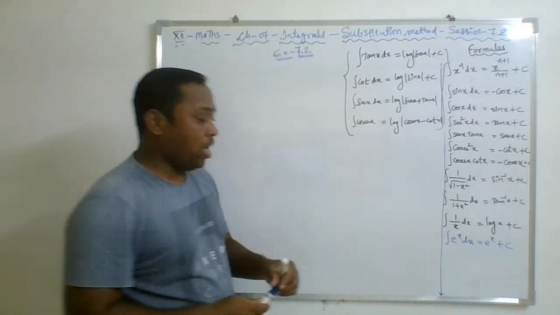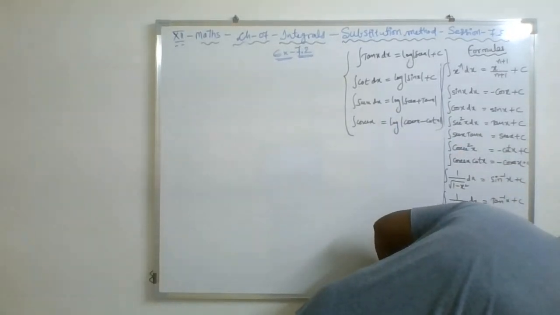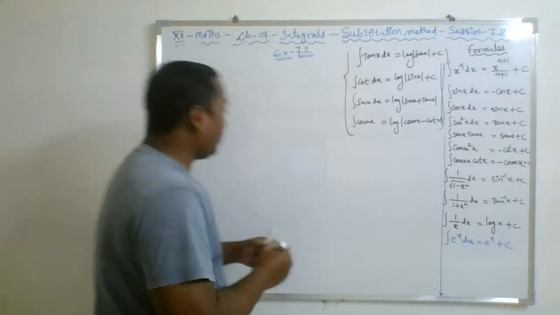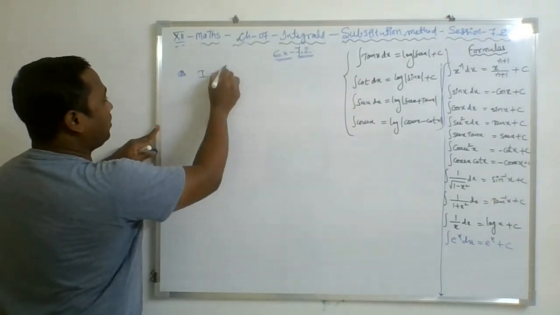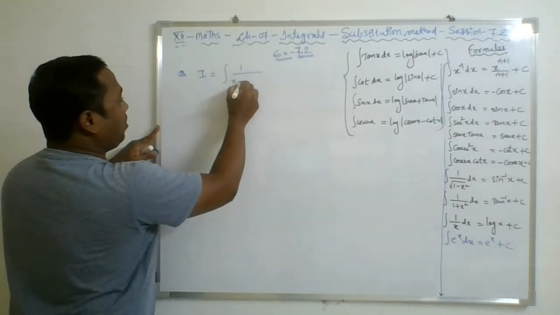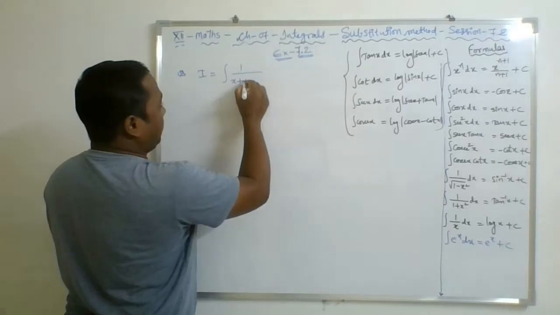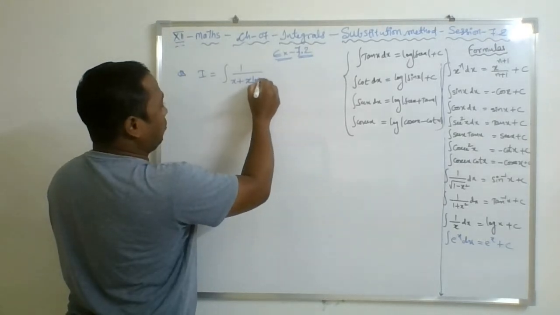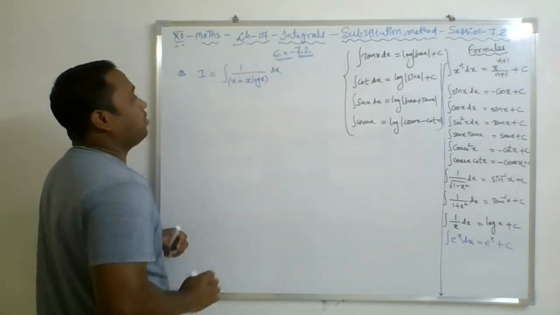Now I am taking a few sums from the exercise itself. Let's see. The famous question, many a time this question is asked in boards. I = 1 upon x plus x log x, dx.